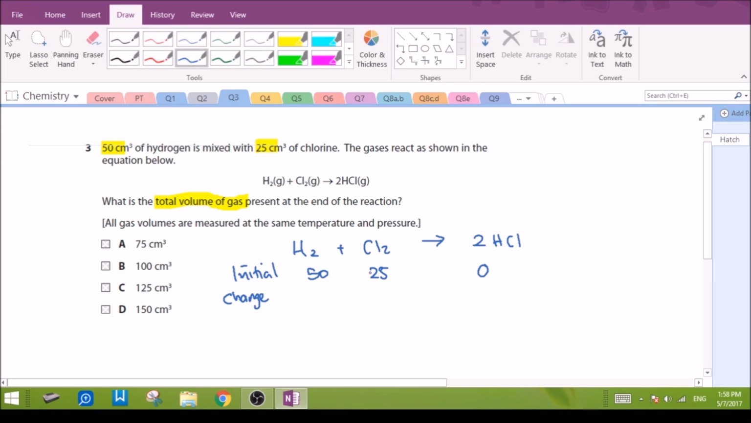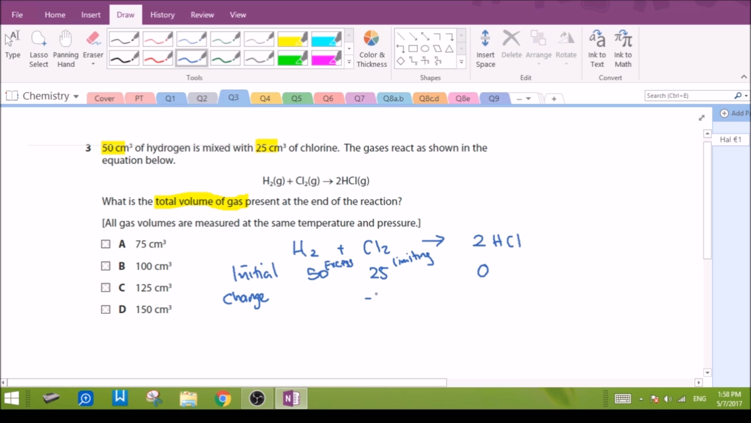And then we have 25 cubic centimeters of chlorine, 50 for hydrogen. So we must realize that we have excess hydrogen. We can also say that the chlorine gas is the limiting amount, right? Because we only require 25 to react with 25. We have a lot more hydrogen than we require. So chlorine is the limiting amount. We will have to use this amount to figure out the changes.